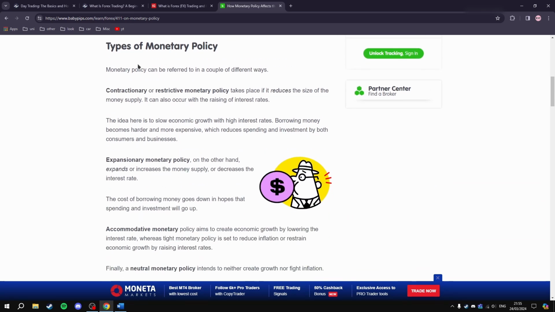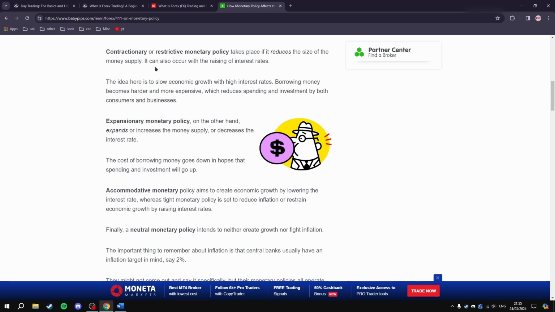Types of monetary policy. Monetary policy can be referred to in a couple of different ways. Contractionary or restrictive monetary policy takes place if it reduces the size of the money supply. It can also occur with the raising of interest rates.